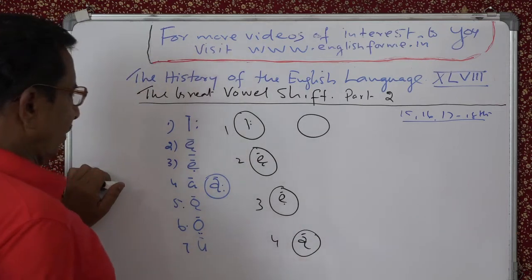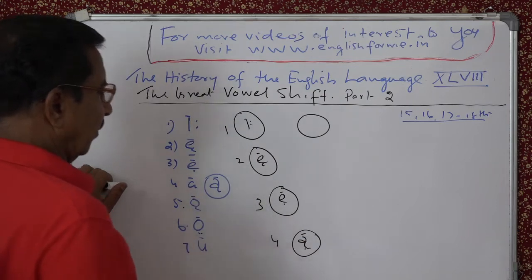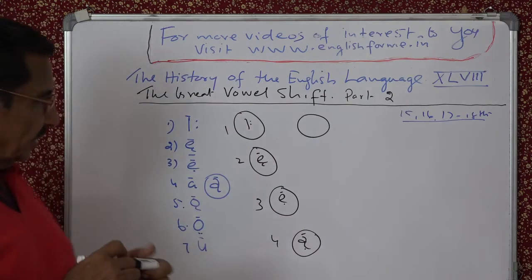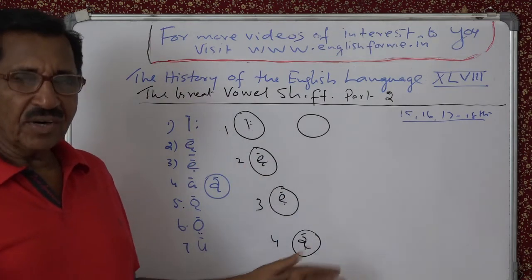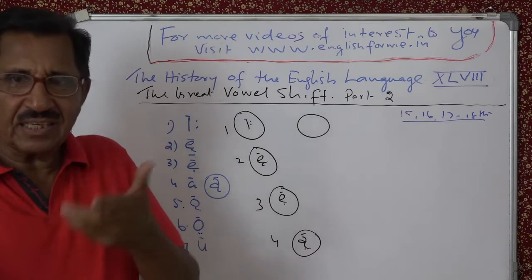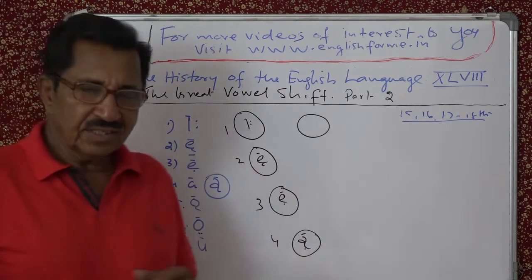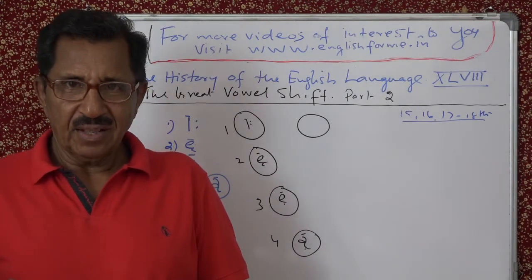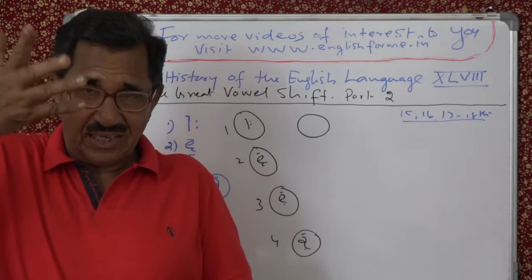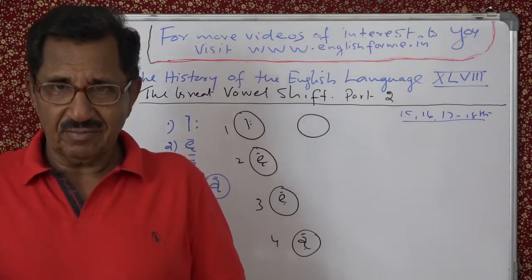That is 4. And now vowels. Yes, 4 vowels. Now what happens? These are front vowels. Front means you use the front of the tongue, raise the front of the tongue. So these front vowels were pronounced by raising of the tongue, more raising of the tongue against.